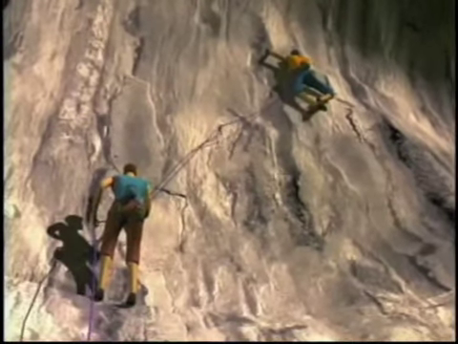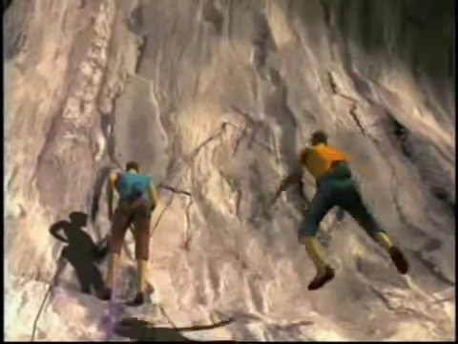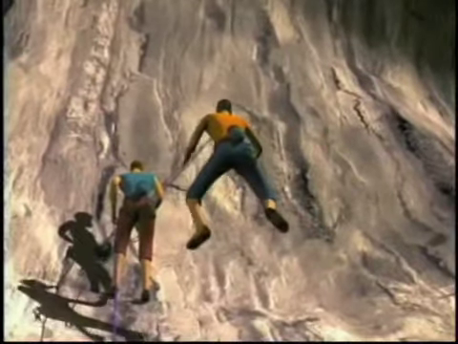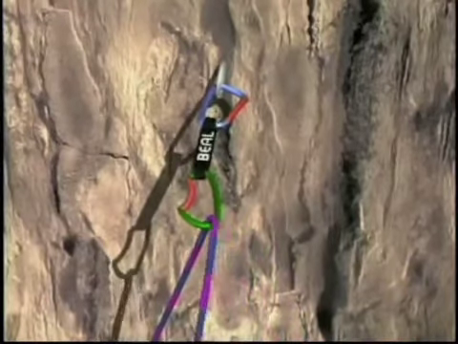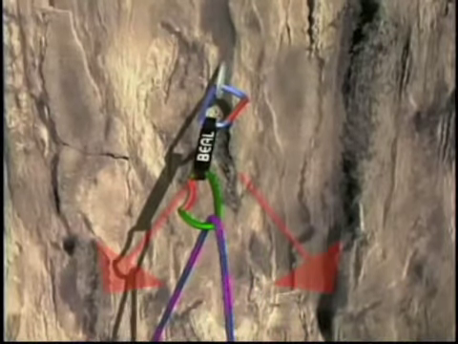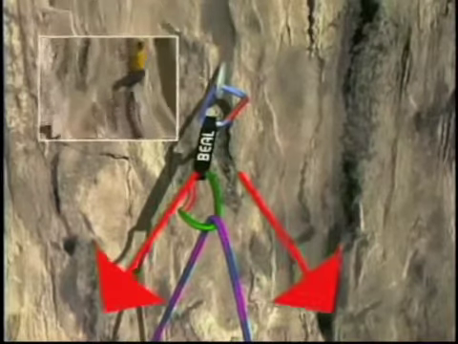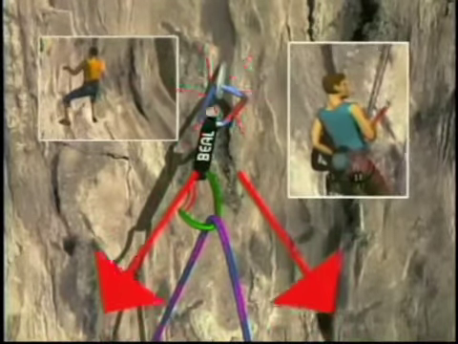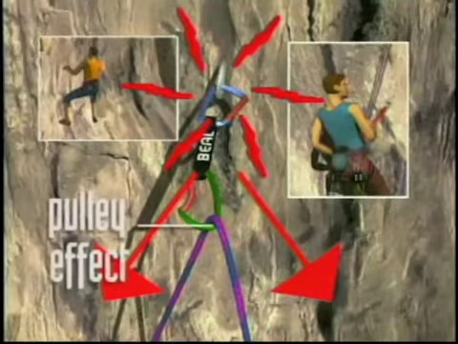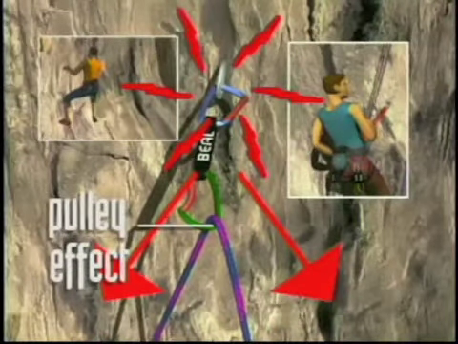It is not only the climber and belayer that are affected by a fall. The anchor points are also put to the test. During a fall, they are subject to a double combined action, that of the falling climber and that of the belayer. This is called the pulley effect. A pulley effect can cause the anchor point to rupture.